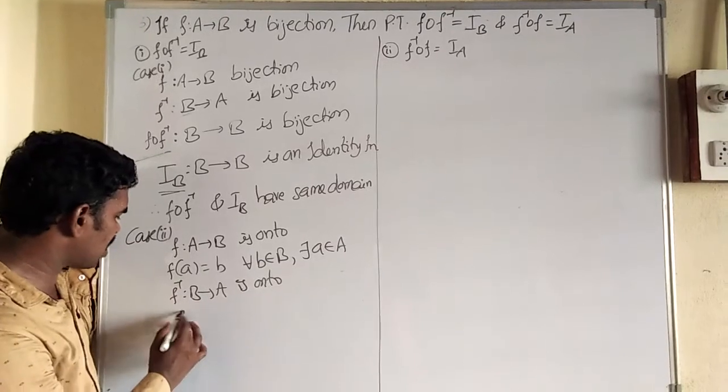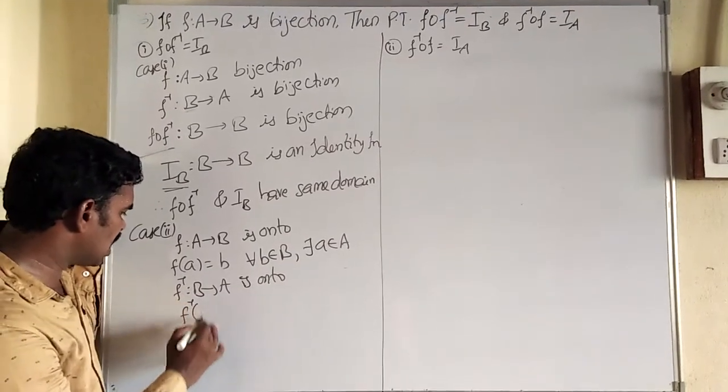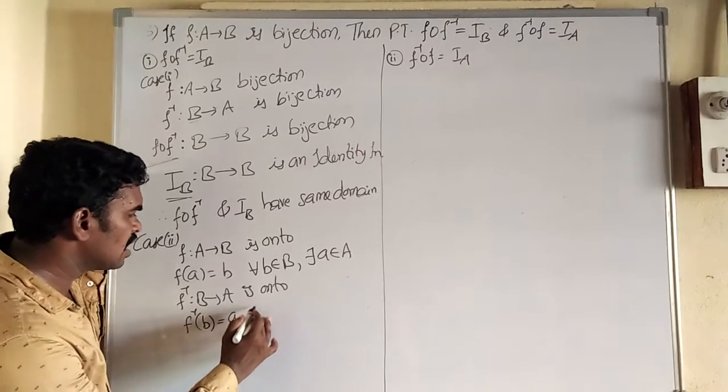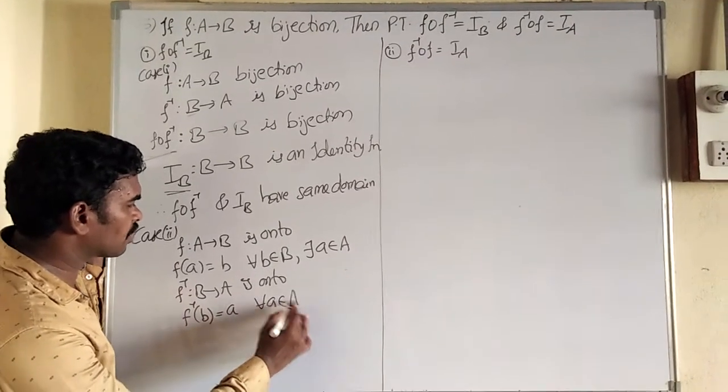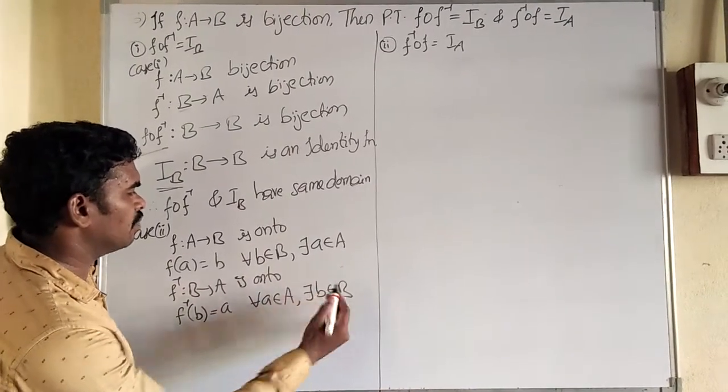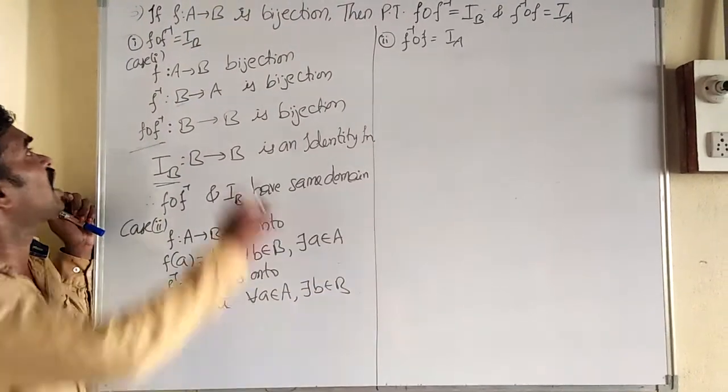So what is the definition of onto? F inverse of the element b from capital B is equal to small a. For all a belongs to capital A, there exists b belongs to capital B. So these are the definitions. Now we have to prove.